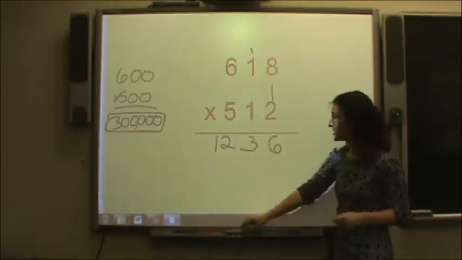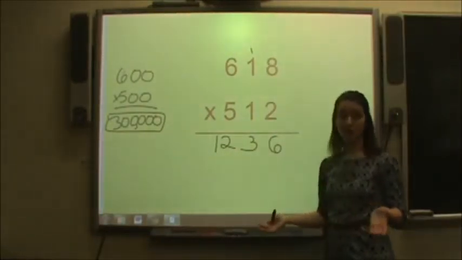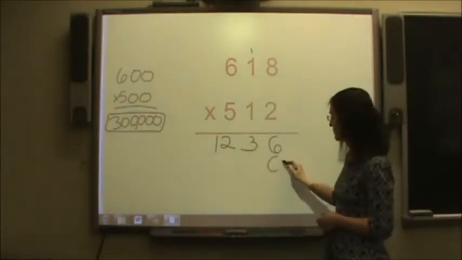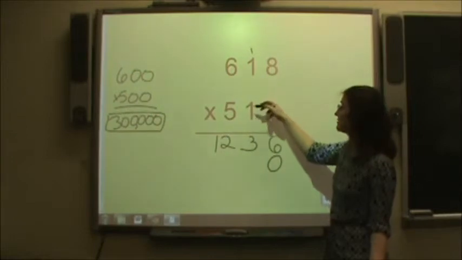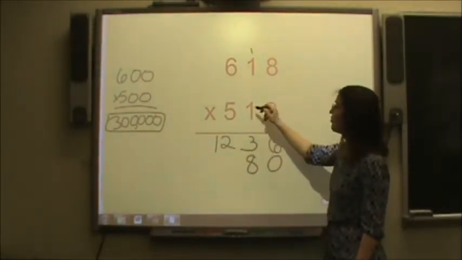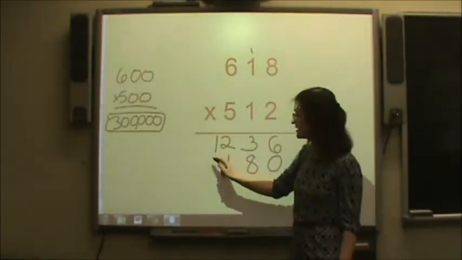Now I'm going to go to multiplying by my tens place. You know what we have to do when we do that? We have to put a placeholder 0 because we're multiplying by 10. So 10 times 8 is 80, or 1 times 8 is 8. Look, there's our 80. 1 times 1 is 1. 1 times 6 is 6.